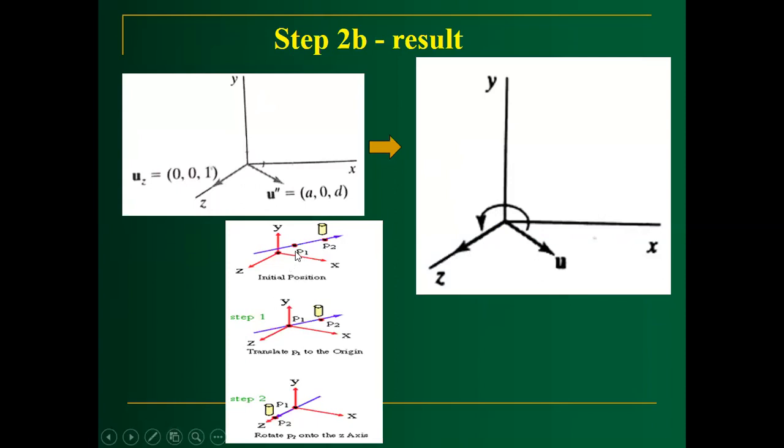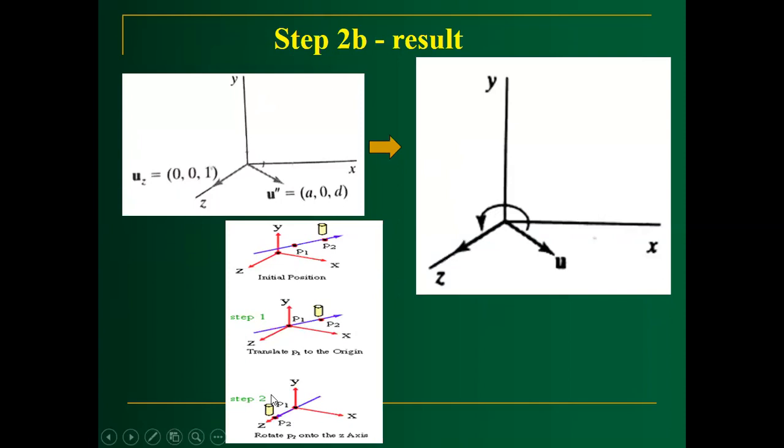One more common sense. We had this initial position. Step 1, we got this. P1 now came to the origin. There is minus tx, minus ty, minus tz. Step 2, that is after doing 2a, 2b, you can see the arrow mark of P2. P2 is now here. P1.